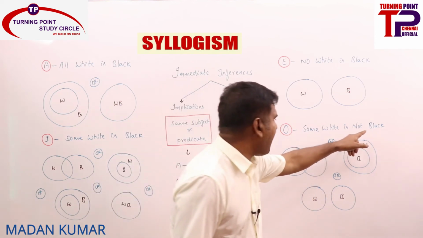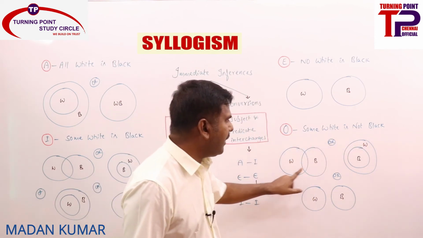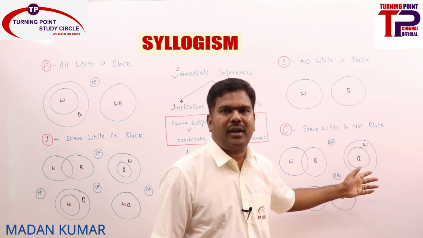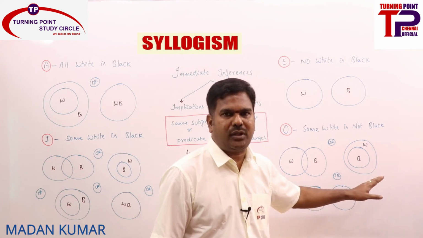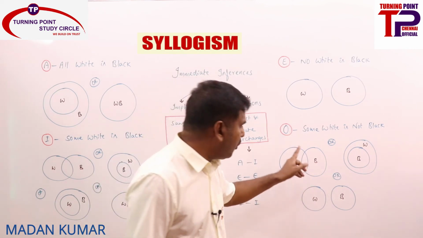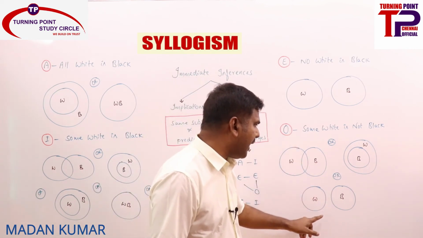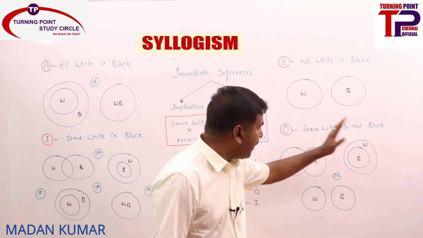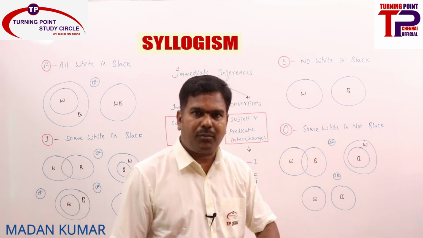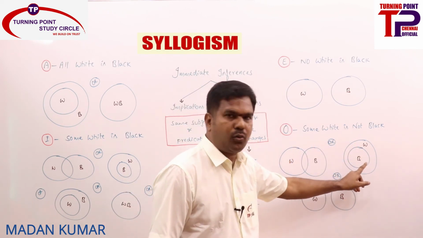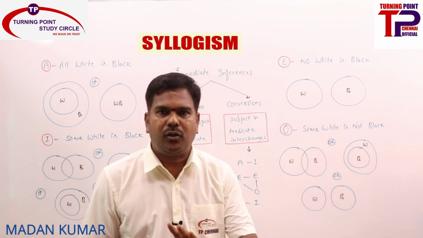See here, some black is not white. Is it true here, ma? Some black is not white. All black is white, so we cannot say that some black is not white is true here. If it fails in any one of the diagrams, we cannot consider that, though it is true in these two Venn diagrams, but it fails here. That is the reason O cannot be converted into O. So some black is not white is true here, true here, but not true here. O cannot be converted into O statement.